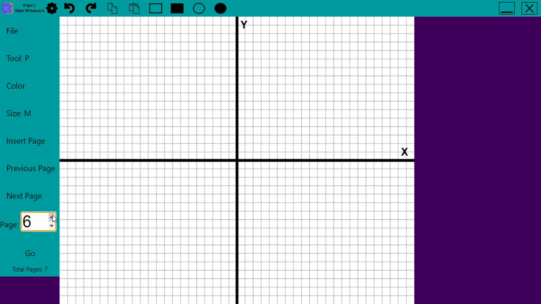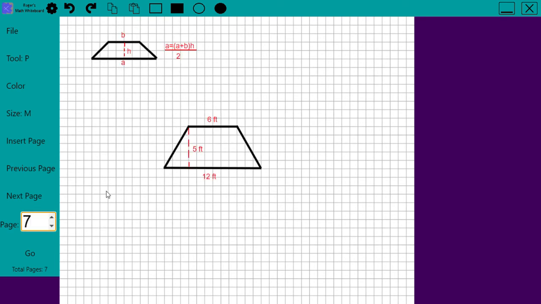Our final shape here is our trapezium, or your trapezoid. The formula for that is area equals a plus b, times our height, divided by 2. Our a and our b are just our two parallel sides. They can be interchangeable: this could be a, this could be b. And they might try to trick you by changing the orientation.